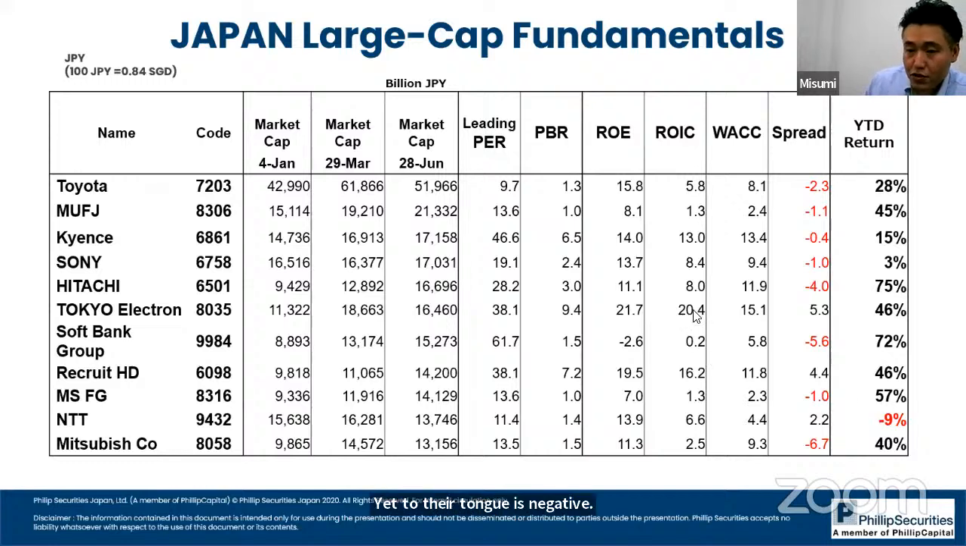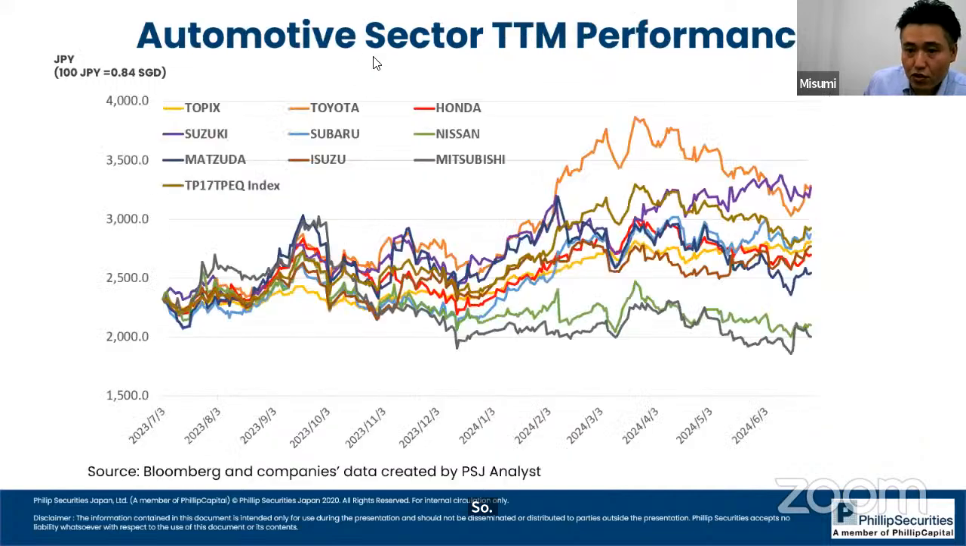So let's move to the sectors. Automotive sector performance is, in total, above the TOPIX performance, and Suzuki is also performing well. This beige line is the TOPIX automotive and transportation equipment sector. Also Nissan and Mitsubishi were lower than both the index and also under TOPIX.